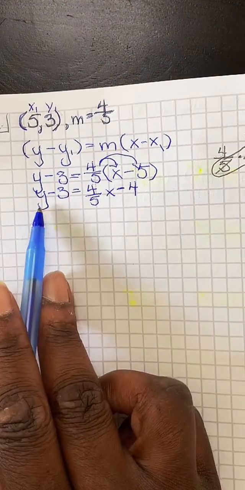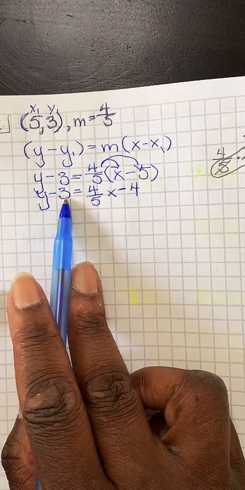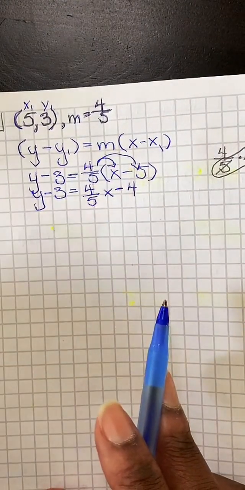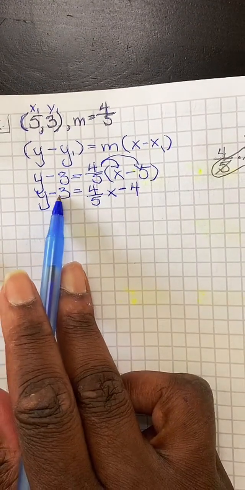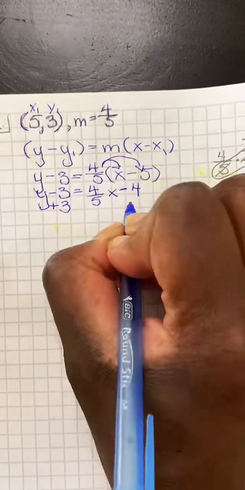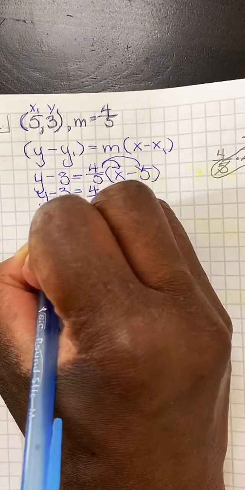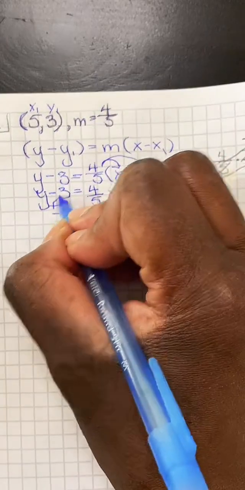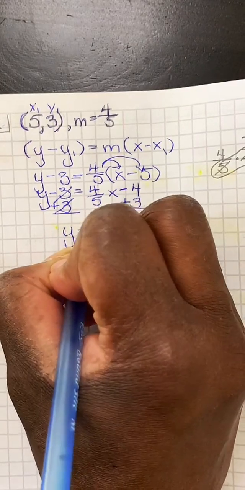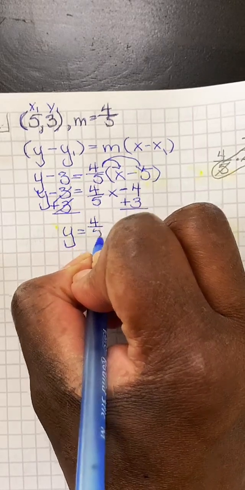So the only way I can get y by itself is I need to get rid of this negative 3. So I have to think of the inverse, the opposite. The opposite of negative 3 is a positive 3. So I'm going to add 3 to both sides of the equal sign. These 3's will cancel out, leaving me with y equals. I can bring down my 4/5 x.